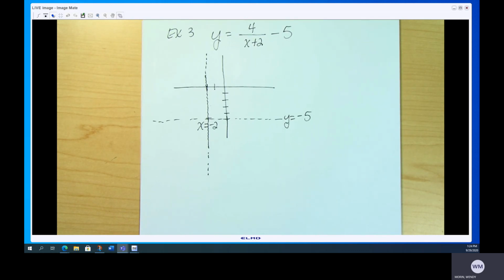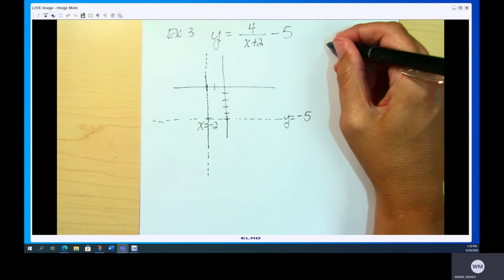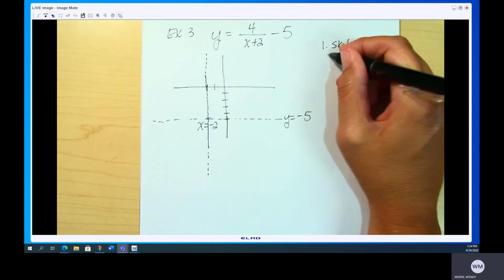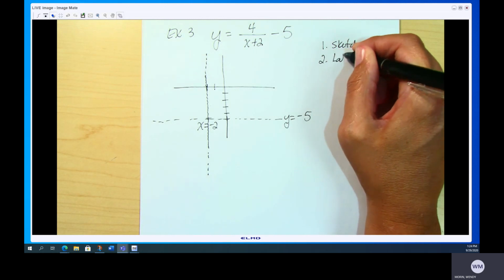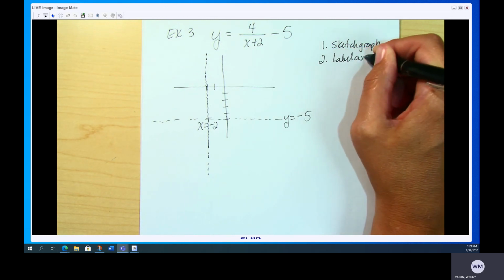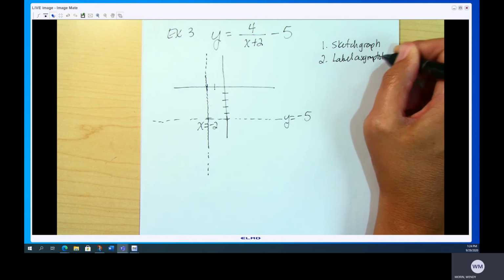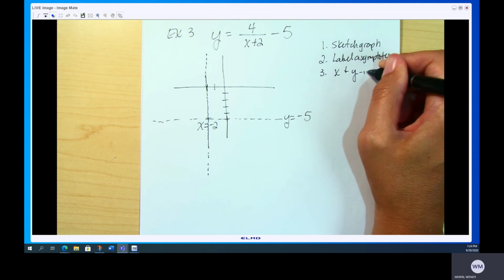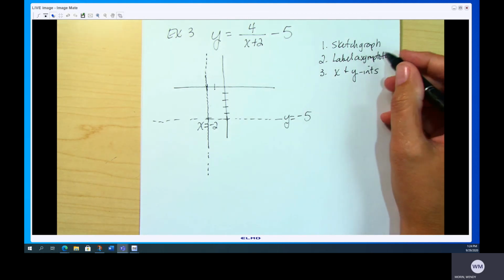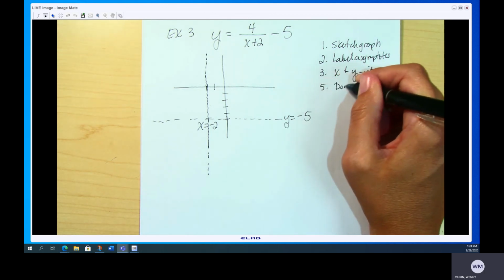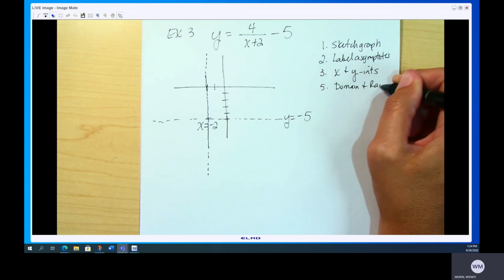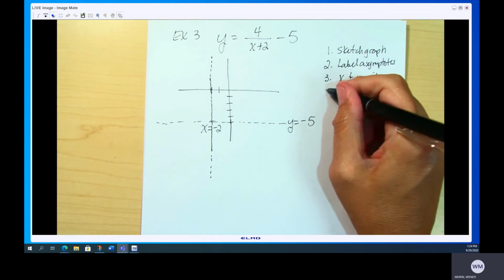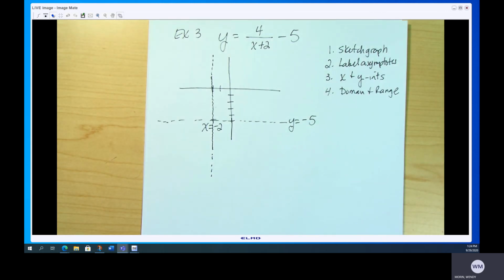Okay, so now you can stop the video. This is what I want you to do. I want you to sketch the graph. I want you to label the asymptotes always, which we already did. I already did that for you. I want you to find the x and the y intercepts, if there are any. And I want you to find the domain and the range. That would be number 4, not number 5. Okay, so stop the video and go ahead and try those.